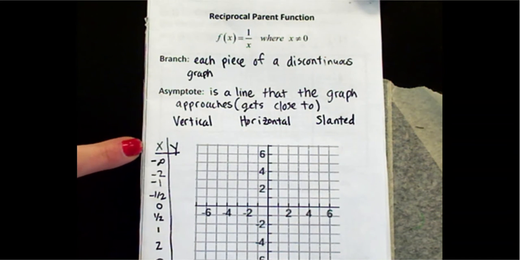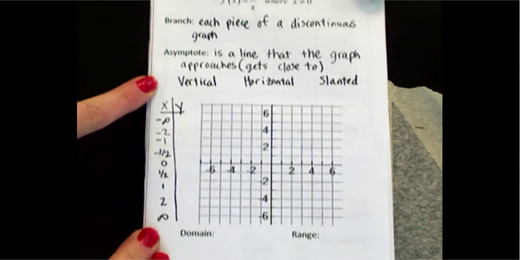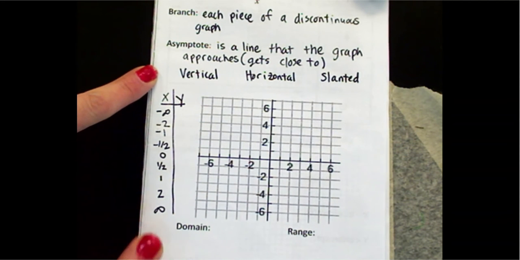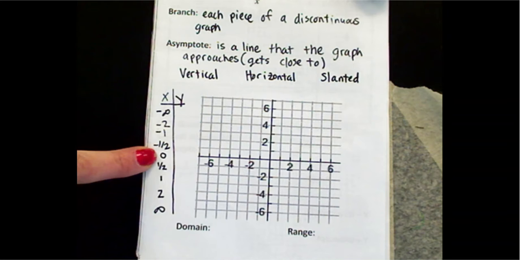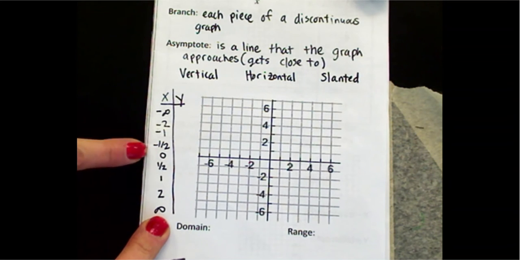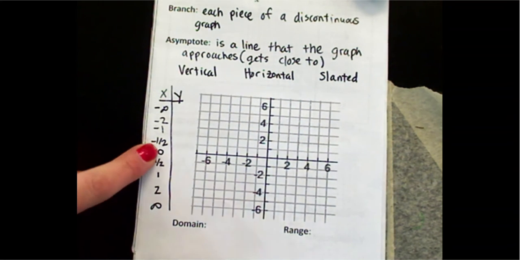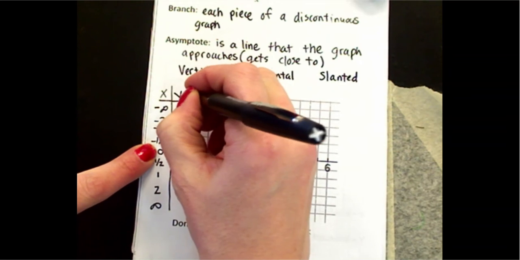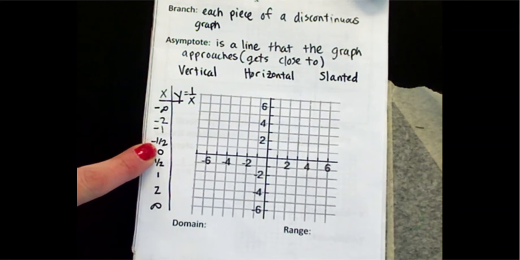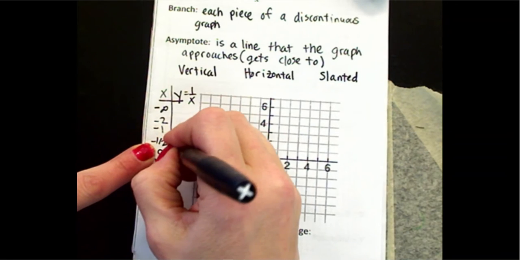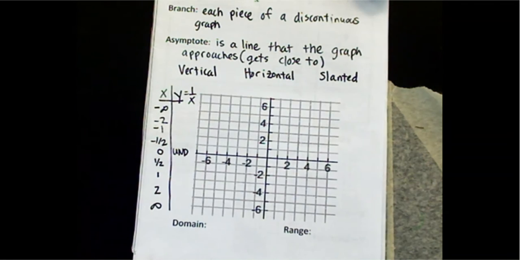So we started by making a small table of values here. Let's start in the middle and do the positives, and then we'll come back and do the negatives. If I plug in 0, and this is the reciprocal parent function, we get undefined. I'm just going to put undefined, because dividing by 0 is not defined.